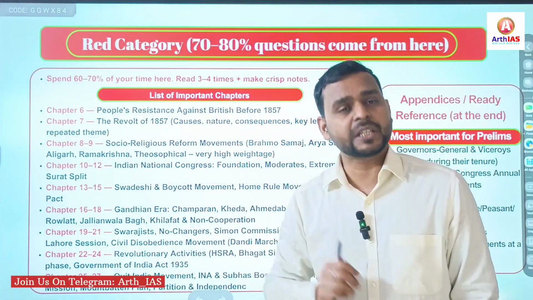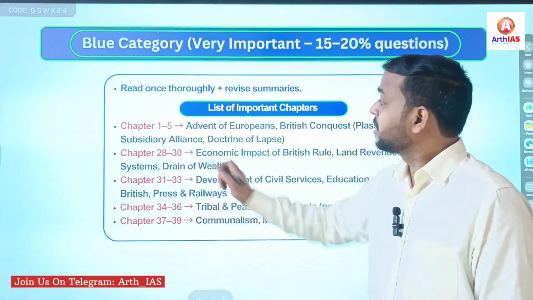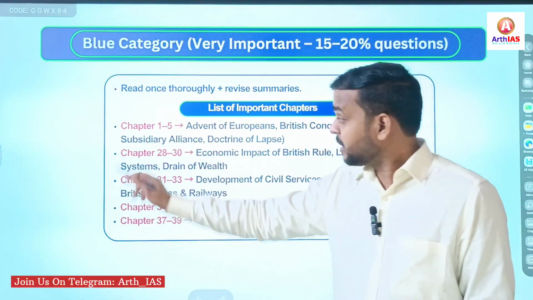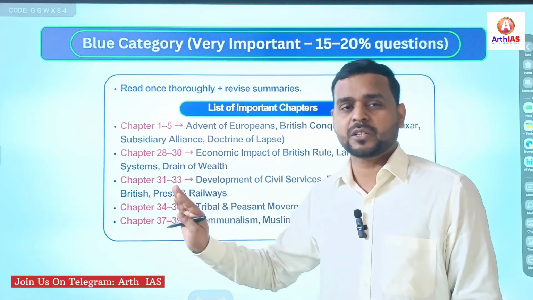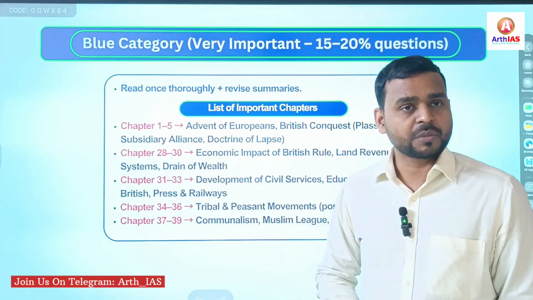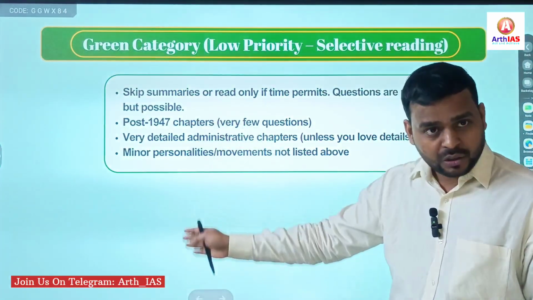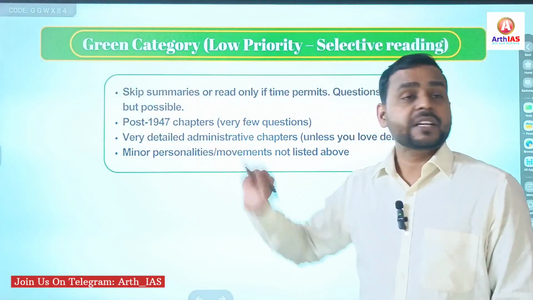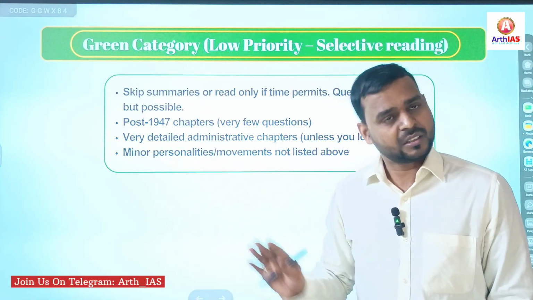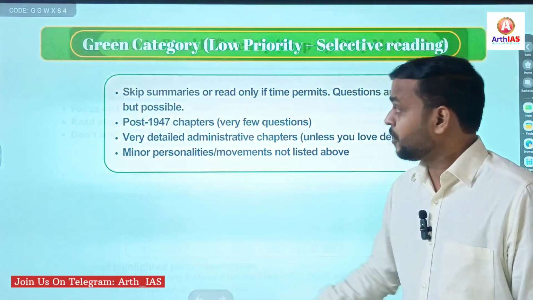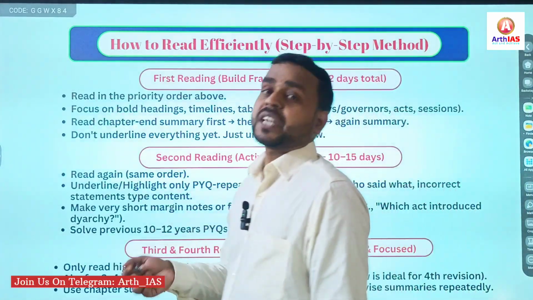Only then you will be able to retain them. Then we discussed the blue categories, right? Though very important chapters, and mostly 15 to 20% of questions come from these topics. And lastly, the green category, here low priority areas, or you can say lowest priority areas, right? Now, what should be your strategy?